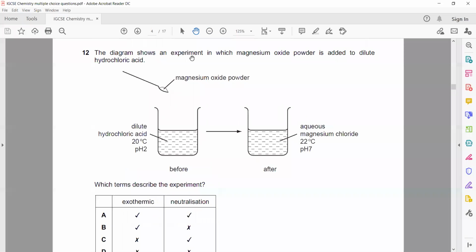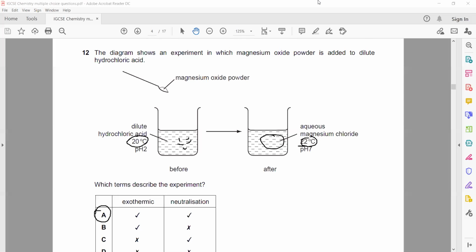In question 11, the diagram shows an experiment. Magnesium oxide powder is added to dilute hydrochloric acid. When a metal oxide reacts with acid, it is a neutralization. Then what about the type of the reaction? Originally the temperature is 20, then it becomes 22. So when the reaction occurred, the reactant particles released energy which is absorbed by the water. That's why the water temperature increases. So it is exothermic, releasing energy, as well as neutralization.